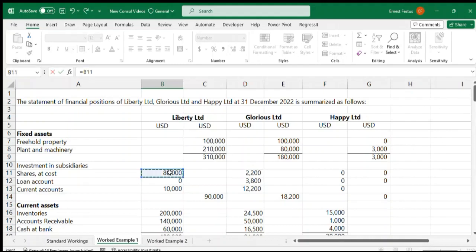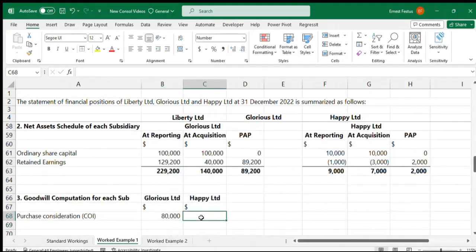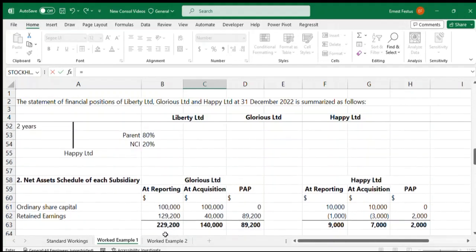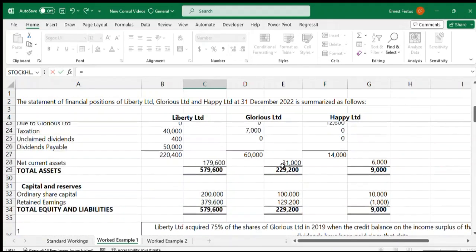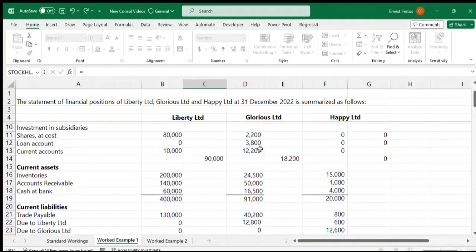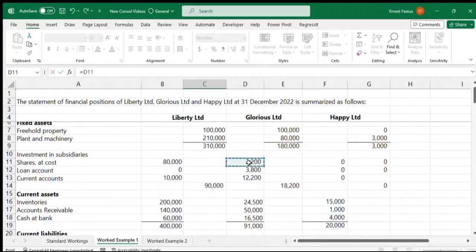So I'll just select it and then I'll link it. Alright, and then for Happy, how much did Glorious Limited pay for Happy? It's right here. So this is it. That's the cost of investment. So I'll have that.